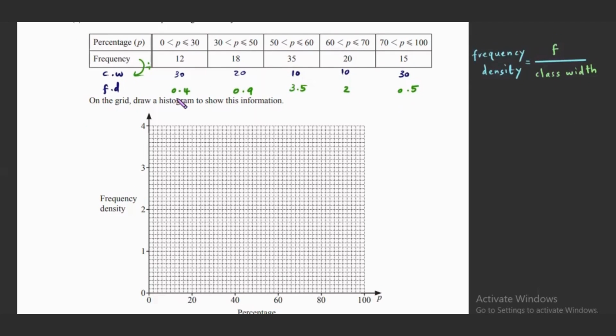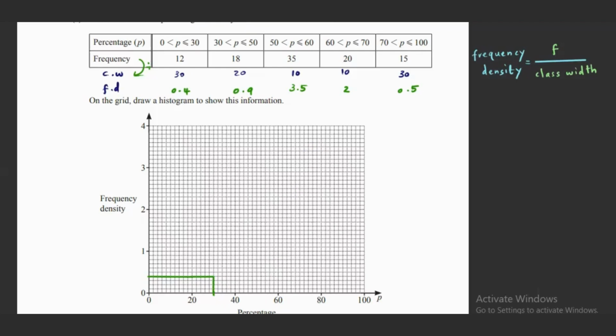So 0 to 30, the frequency density is 0.4. So this is 0 to 30. This is where 0.4 is. So I need to connect it and draw the column. So it's 0 to 30, so it's going to be here. This is where 30 is. This is how it should be.